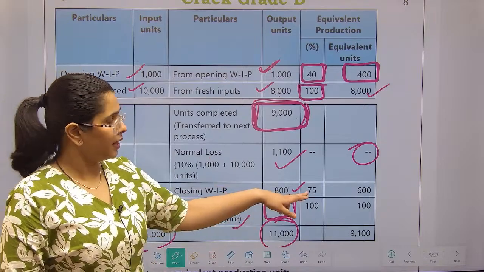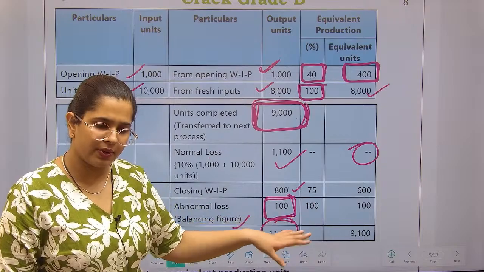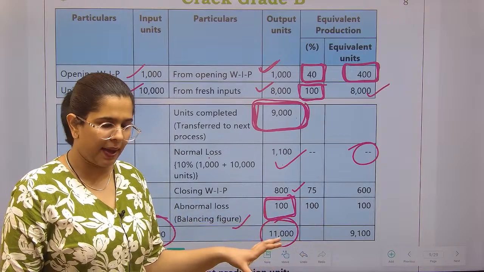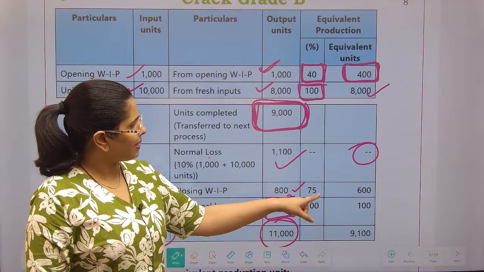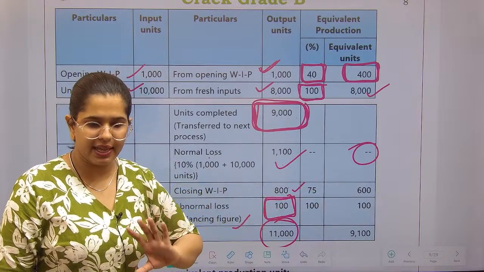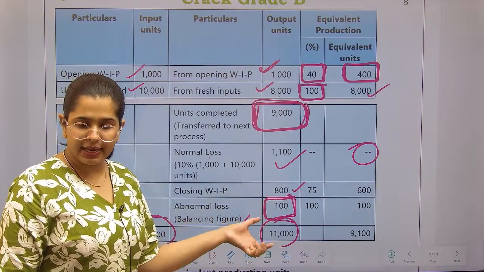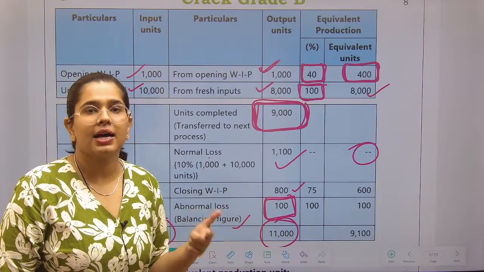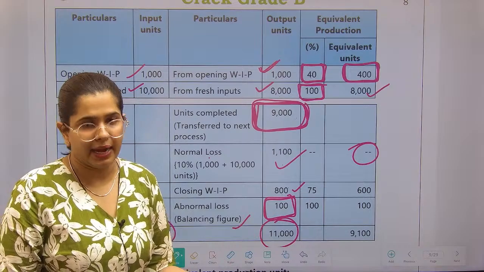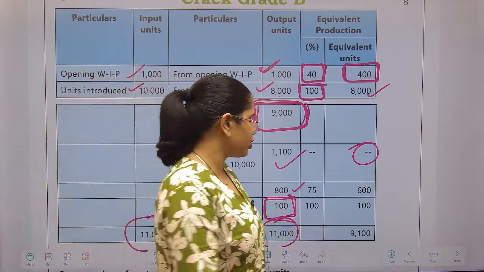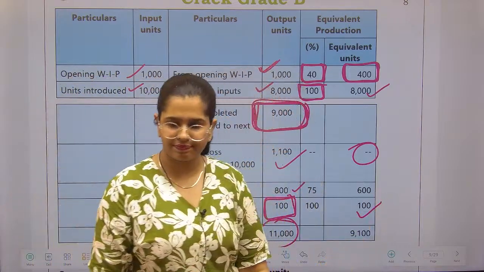क्लोजिंग WIP, they told you that you have worked 75% onto it. आपने 75% काम किया है. 800 multiplied by 75% is 600. That is the equivalent units of production. And scrap के लिए, abnormal loss के लिए, they have said that scrap is 100% complete. That means आपका 100% खर्चा इसमें लग गया है.